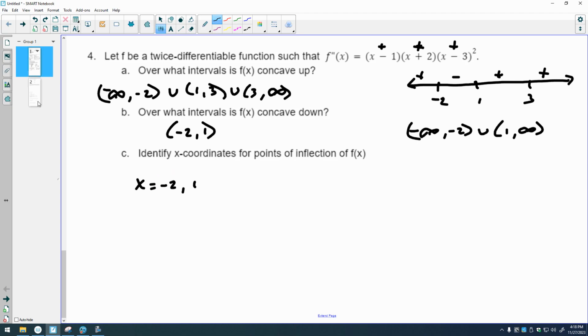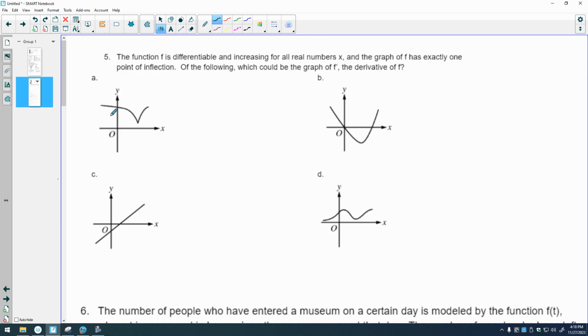Okay. Question 5. There's a lot going on in question 5.